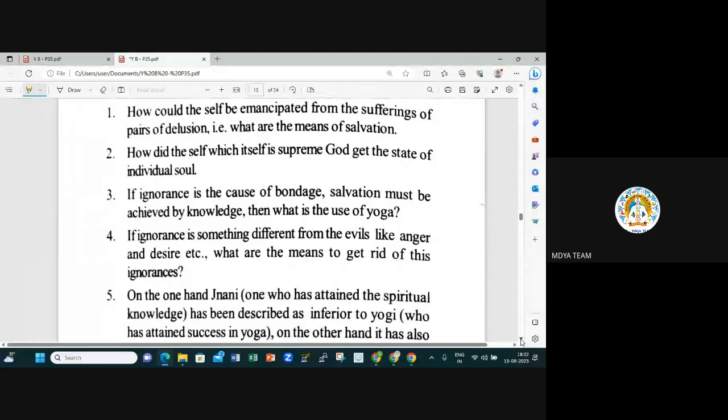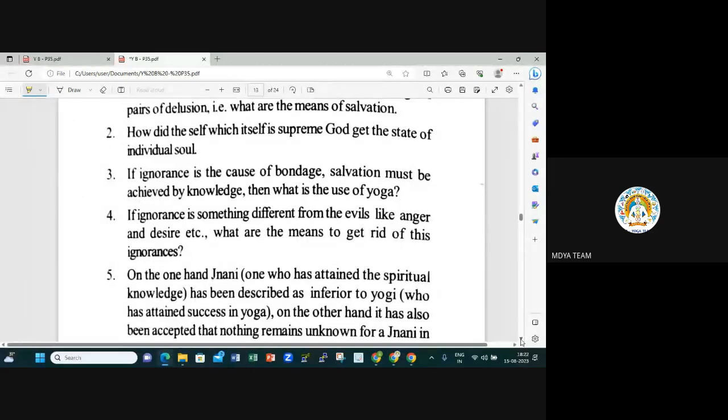Just see, in this question and answer, whatever answers are given by Lord Siva, she is asking in a different way. If you are telling that knowledge is good, and if one collects the knowledge, then one will get salvation, then what is the use of yoga? So here it is the third question. Then next, come to the fourth question.